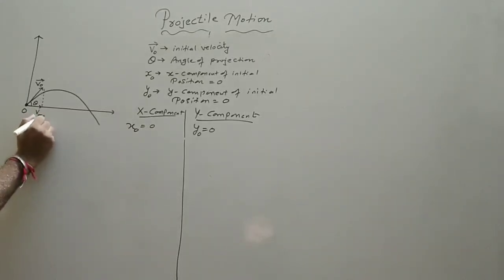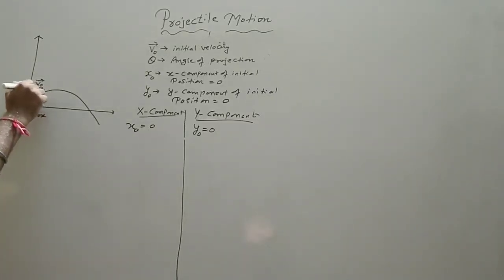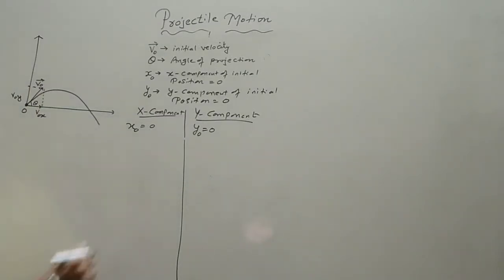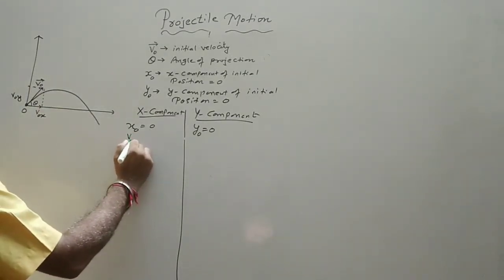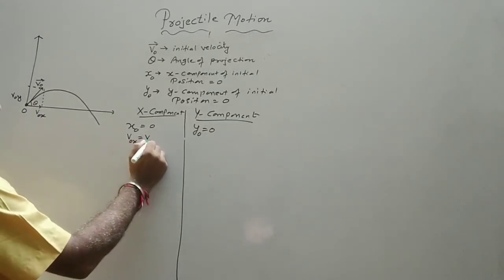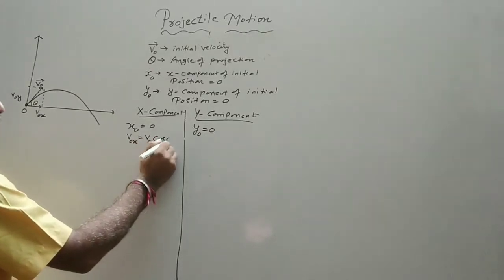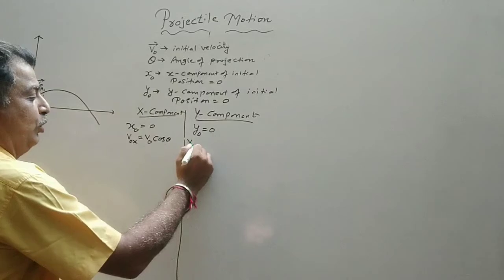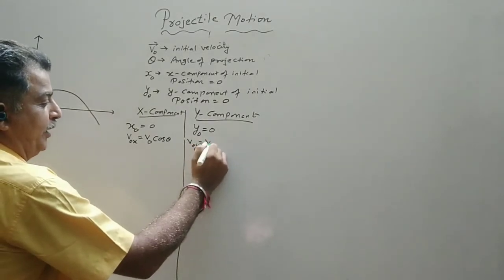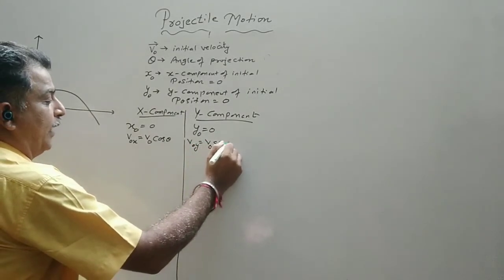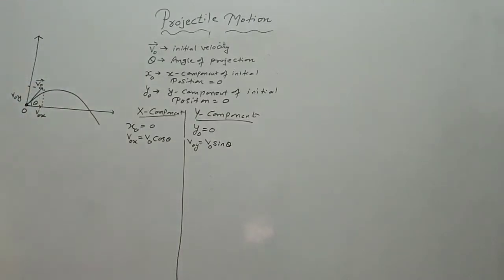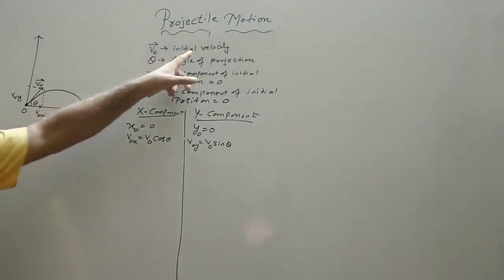This is v naught x, that is the x component, and this is v naught y, that is the y component of an initial velocity. And we know that v naught x can be written as v naught cos theta and v naught y will be written as v naught sin theta. So this is the initial condition. So initial velocity was 2D.